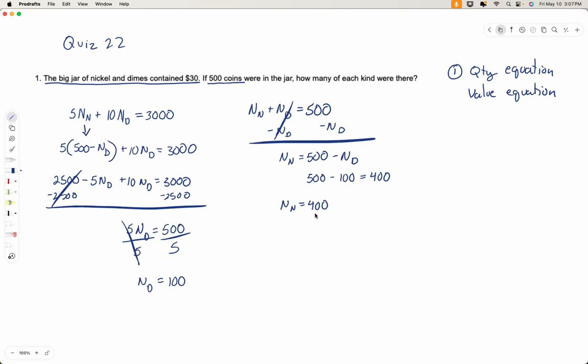100 dimes, 400 nickels. Okay, so your first step is to create a quantity equation and a value equation. We did that here and here. Your second step is to create either a substitution value or some type of elimination combination. When we have the quantity and the value, it's so much easier to do the substitution. So we're going to use substitution most of the time.